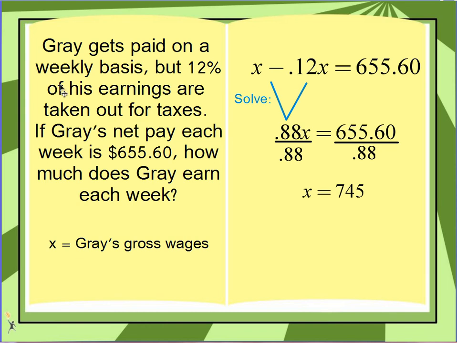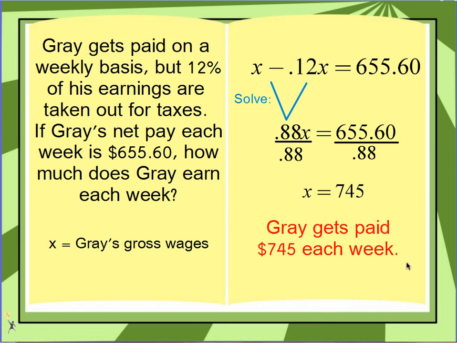And what does that mean to our situation? Well, that means that Gray gets paid $745 each week. Or we could say Gray's gross wages are $745 each week. There's a lot of different ways that you can explain the situation or explain your solution. Just make sure to use your own words.